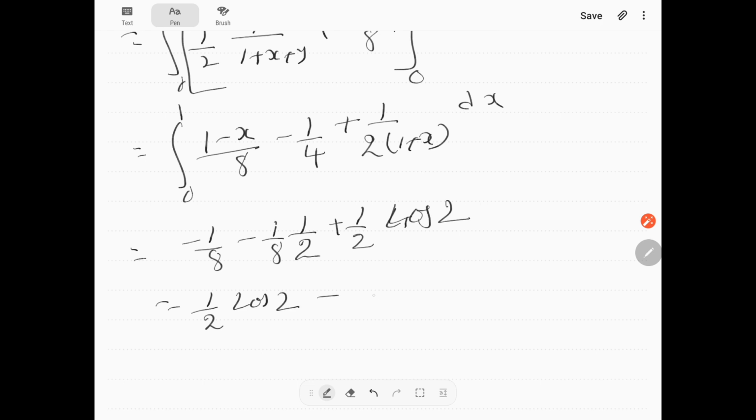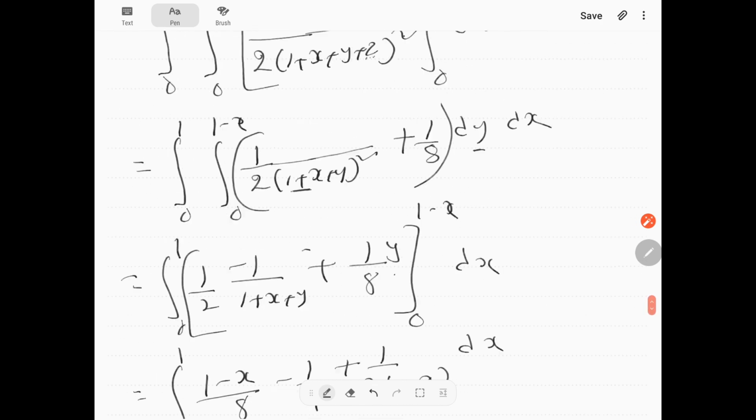minus, if I take 16 as the LCM, minus 1 by 8 minus 1 by 16. So this is 2 plus 1, 3 by 16. 1 by 2 log 2 minus 3 by 16. This is the integral for that.